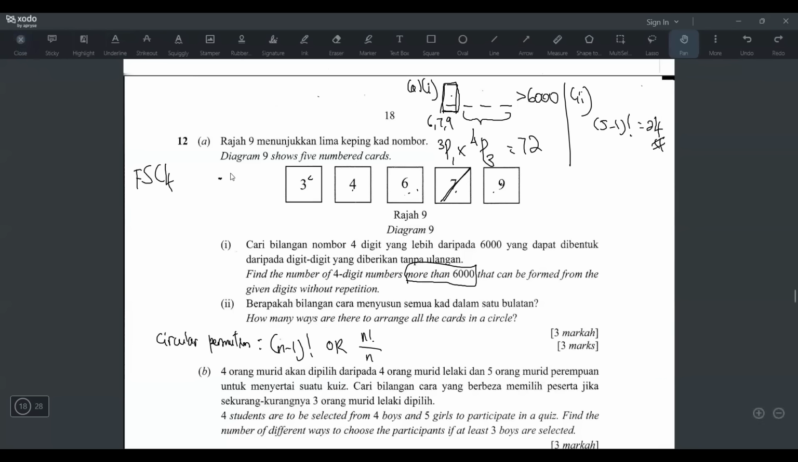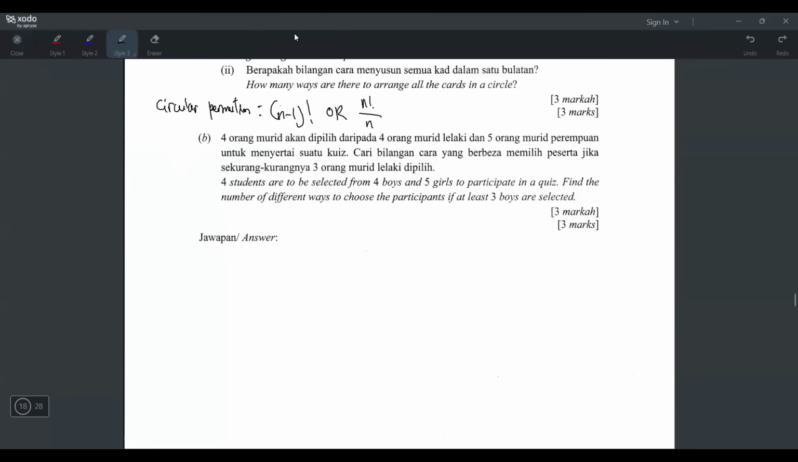Okay, so that's all. Now for B, 4 students are to be selected. You see the keyword selected, right? So confirm you will use C combination, because select means you choose. Choose means you will not arrange. We don't care about the order. We don't care about the susunan. 4 students selected from 4 boys and 5 girls, so in total got 9 people. So if no condition, it will be 9C4.